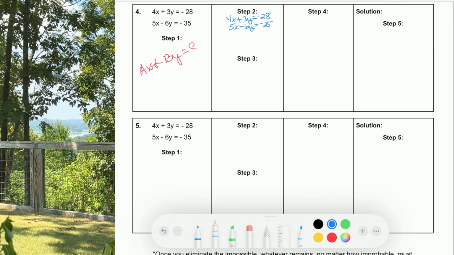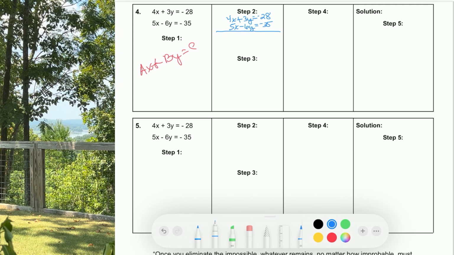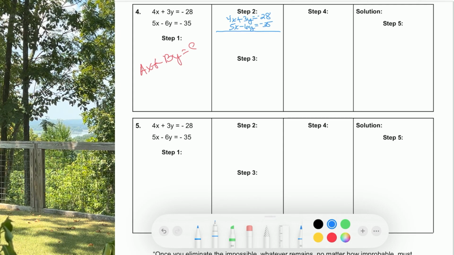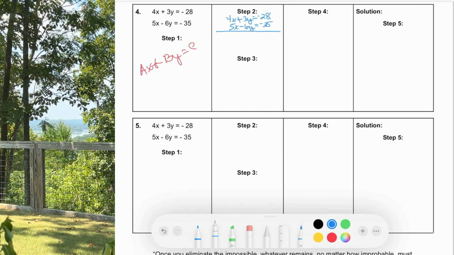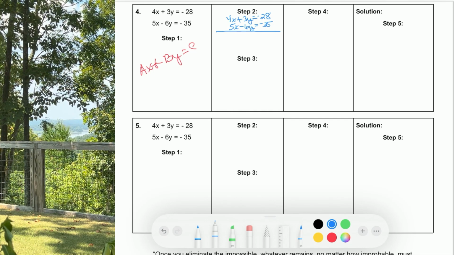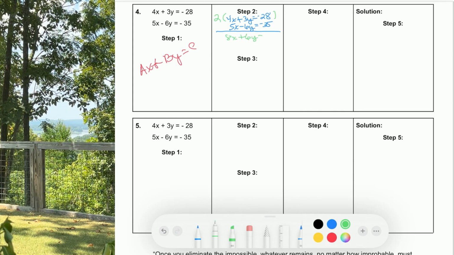All right. After I evaluate my x's and my y's, I noticed that to get my x's to match, I would need to multiply both equations. But to get my y's to match, I would only need to multiply that top equation because 3 and 6 are both factors of 6. So that's what I'm going to do. I'm going to multiply my top equation by a 2 so that that 3 will become 6y. So I end up with 8x plus 6y equals a negative 56. And then rewrite the other equation.